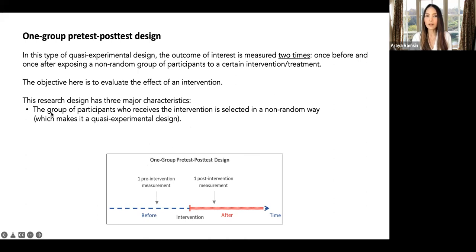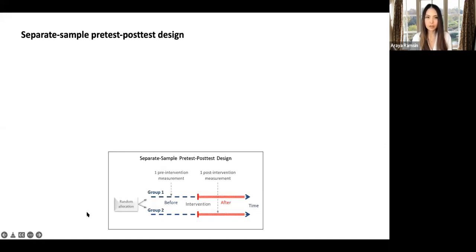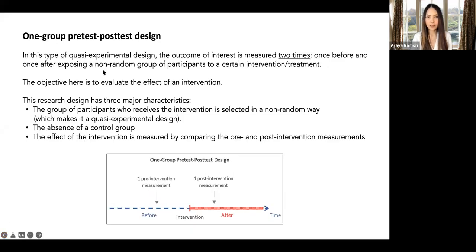First one, the group of participants who receive the intervention is selected in a non-random way, which again makes it a quasi-experimental design or study. The absence of a control group, there is no control group here. And the effect of the intervention is measured by comparing the pre and post-intervention measurements. So that's about one group, pre-test, post-test design. There's only one group here.